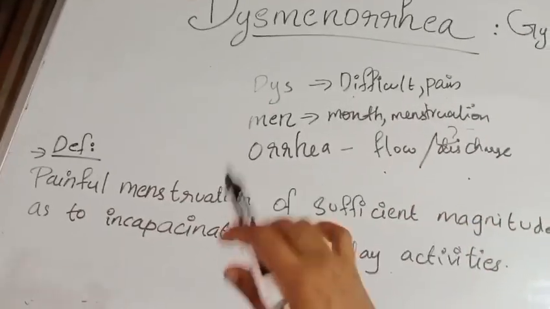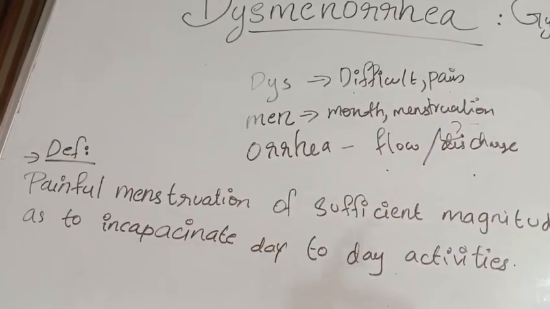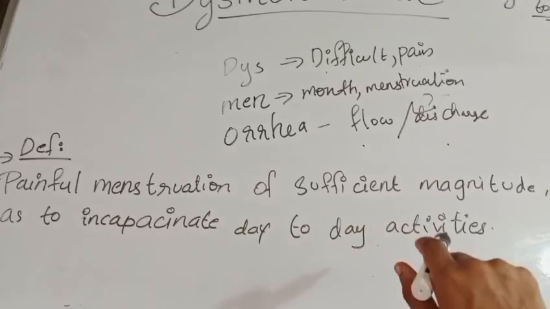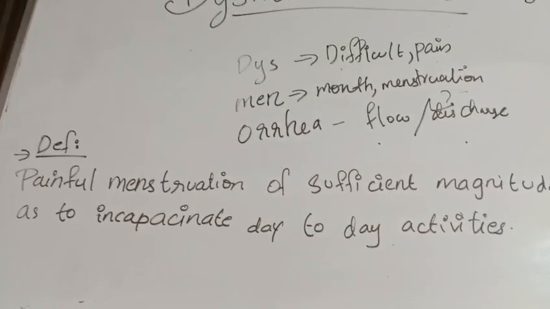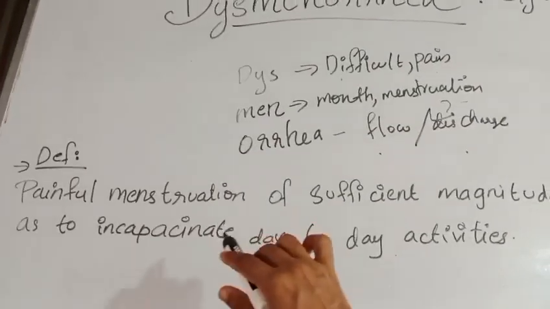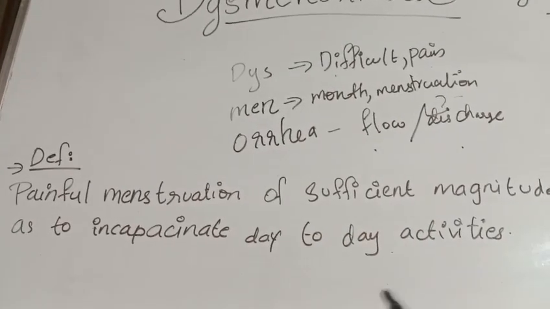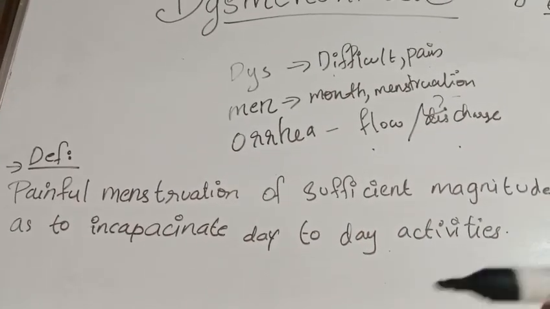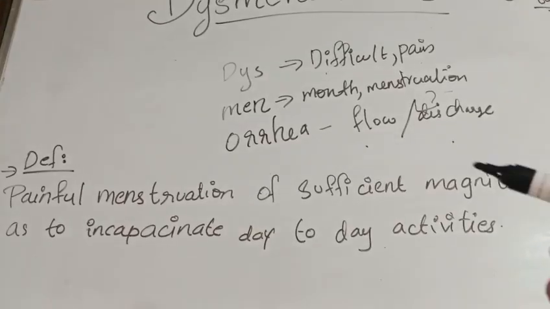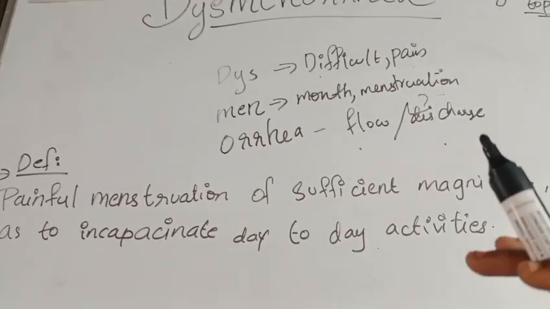Moving to the definition we can write in the exam: painful menstruation of sufficient magnitude as to incapacitate day-to-day activities. That means the patient has severe painful menstruation of sufficient magnitude that the patient cannot do their daily activities, such as going to work or performing other day-to-day activities.